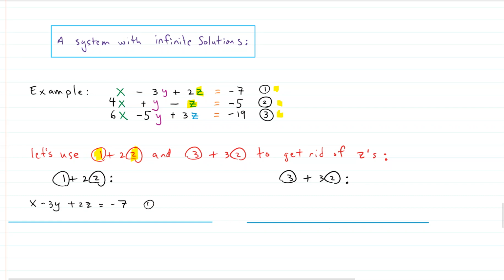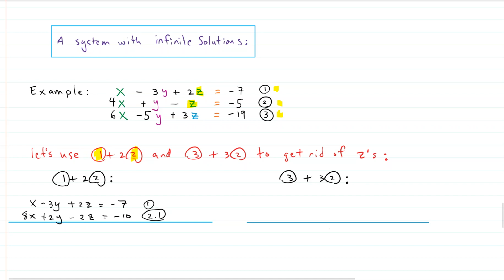Now we take 2 times equation 2. So 2 times 4 is 8x. 2 times y is just 2y. 2 times -z is -2z. You can see now that those are going to cancel when we add. And 2 times -5 is -10. So this is equation 2.1, we'll call it. It's not quite equation 2, but it's our newest version of equation 2.